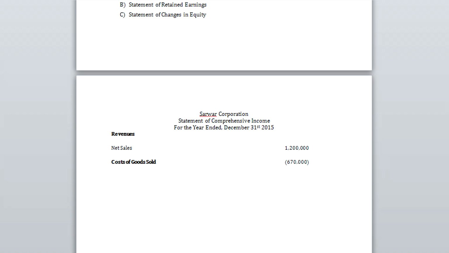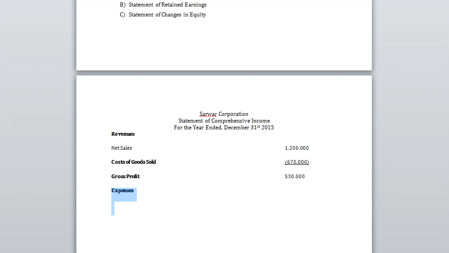So after throwing in our cost of goods sold, the next thing we always do on the multiple step income statement is calculate our gross profit, which is revenues minus cost of goods sold. So 1.2 million subtracted by 670,000 is going to give us our gross profit of $530,000. Pretty straightforward. And then after that, we're going to do our expenses.